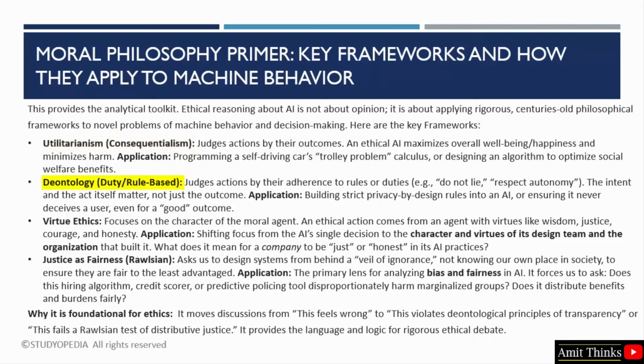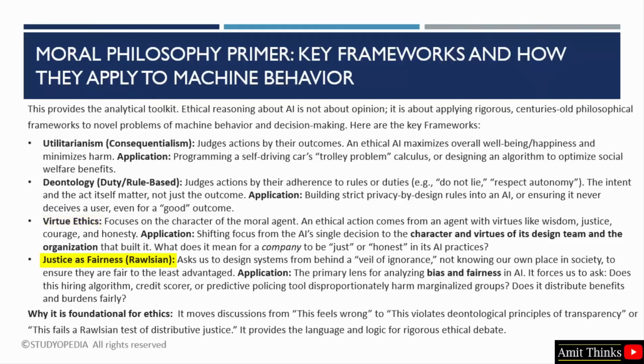The second one is deontology. It focuses on rules and duties, that is, intent matters, not just results. Example can be enforcing privacy by design or ensuring AI never lies, even for good outcomes. The third one is virtue ethics. Centers on the character of the agent. Ethical behavior stems from virtues like honesty and justice. Example can be evaluating the values of the AI's creators and their organization.